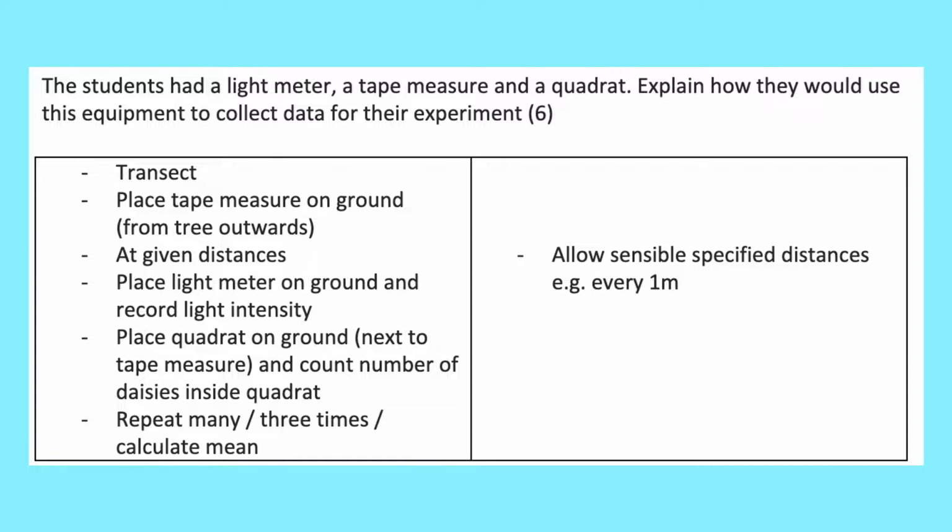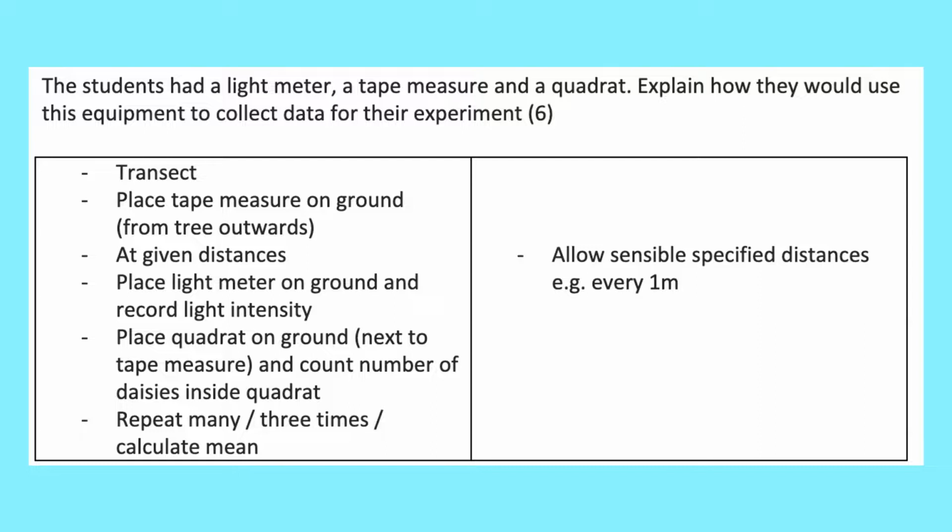Then at given distances, so any sensible distance is okay, so maybe every meter, every 2 meters, every half a meter would be fine. You need to place a light meter on the ground right next to the tape measure to record the light intensity at that point. That will be in arbitrary units.